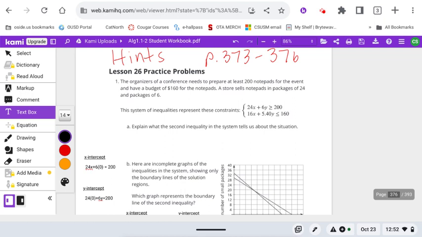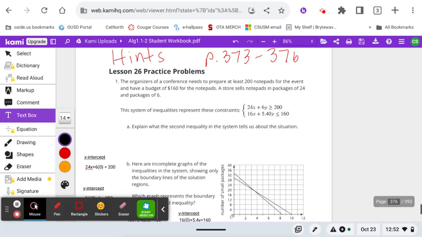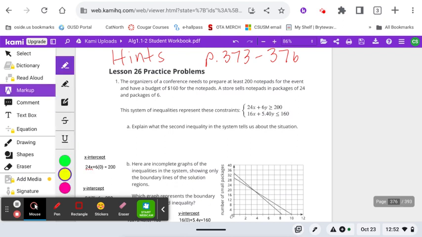The organizers of a conference need to prepare at least 200 notebooks for an event. They have a budget of 160 notepads. The store sells notepads in packages of 24 and packages of 6. So I just want you to notice, again, really want you to highlight important information, that the 200 notepad that shows up here in this inequality goes with the packages of 24 and packages of 6. So these all get put together into one inequality. And then in the other one, it mentions a budget of 160, which we see show up here.